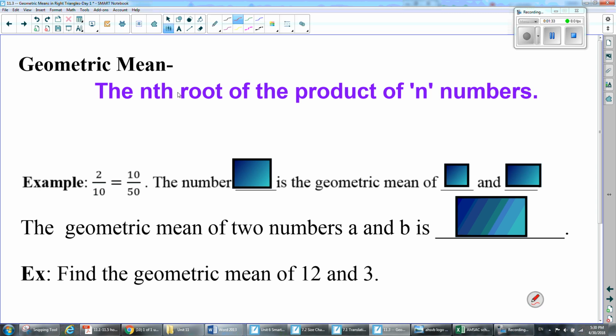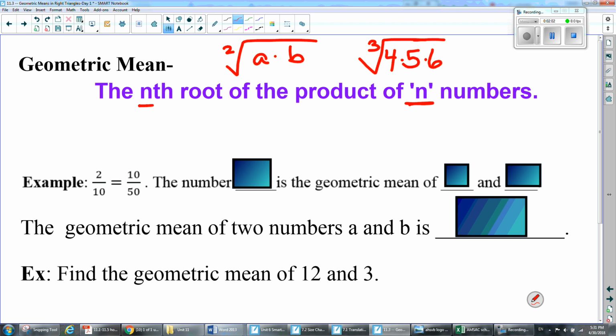So all that means is if I keep multiplying, let's say I start with two numbers, if I took a times b, since I'm multiplying two numbers together, I take the square root of it. If I was multiplying three numbers together, I have to take the cube root of it. If I wanted to find the geometric mean of 4 times 5 times 6, multiply those together, take the cube root. If it was 100 numbers, take the 100th root.